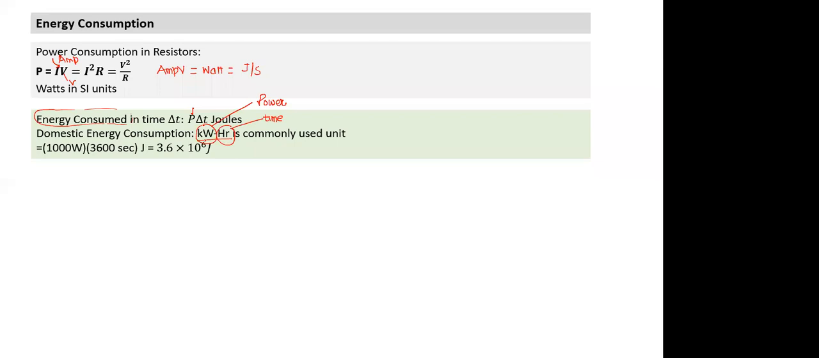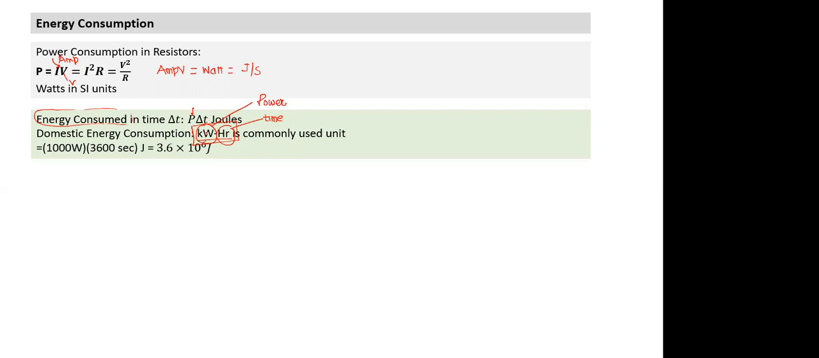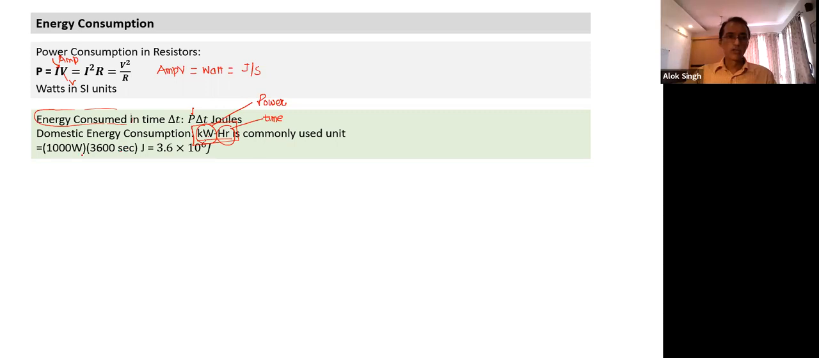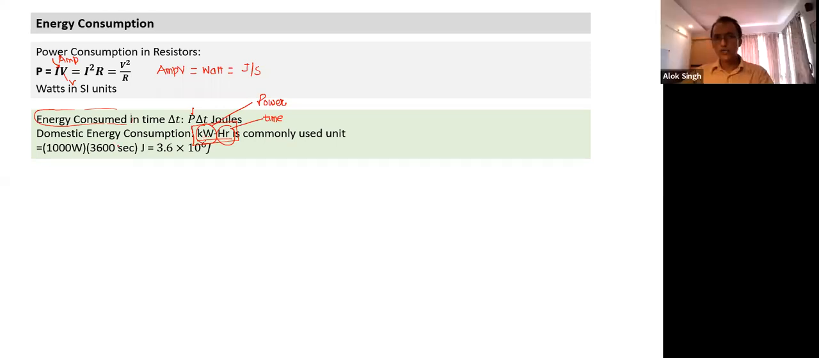Can we convert this unit of energy consumption into joules? We can do so. I convert kilowatts into watts and hours into seconds. That becomes energy consumption in joules, which is equal to 3.6 into 10 to the power 6. We don't have to memorize this. All we need to remember is that 1 unit of power consumed is equivalent to 1 kilowatt hour, and 1 kilowatt hour is equal to so many joules.